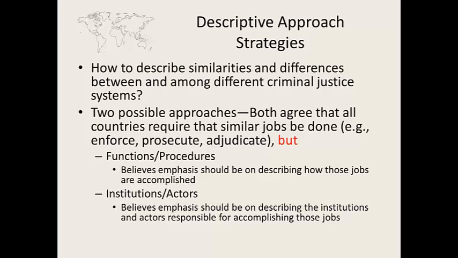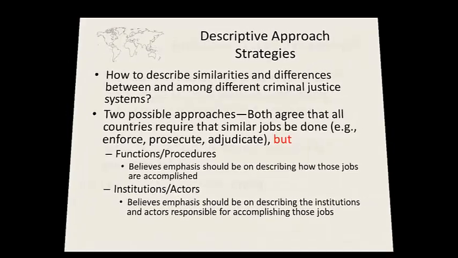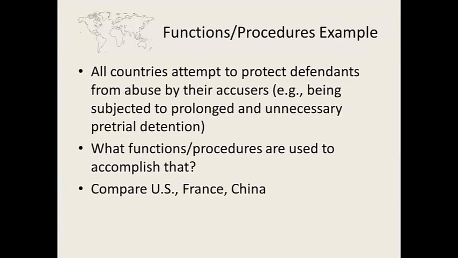The institutions and actors approach is one that we're going to be looking at more fully in other chapters. So right now, just in this chapter, we're going to give an example of the functions and procedures approach, just to give you an idea of how this one might be set up. And the particular example that we're going to use, as your textbook does, is how defendants can be protected from abuse by their accusers, government agencies in this particular instance. In other words, what kind of protections are there for pretrial detention in different countries?